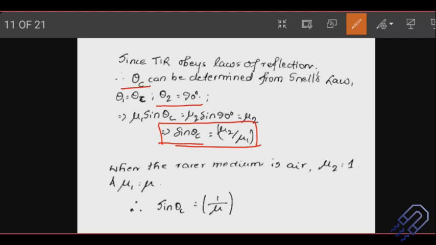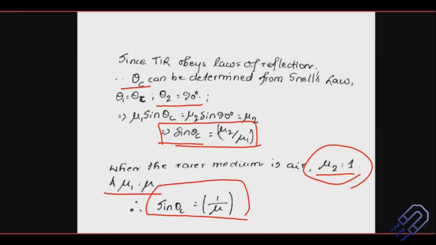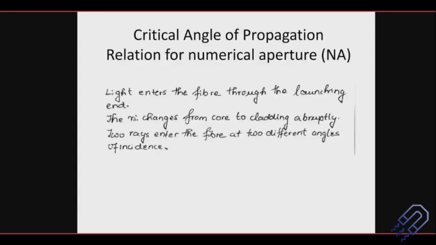This is the other way of understanding this: if the second medium is rarer, obviously air, that means mu2 is 1. Then I can simply write mu1 as only mu, and mu2 is equal to 1. So I can simply write sine of theta c is equal to 1 divided by mu. That's it. So you can also find the critical angle this way if you know that the second medium is air. It all depends on what your aim is. That's important.